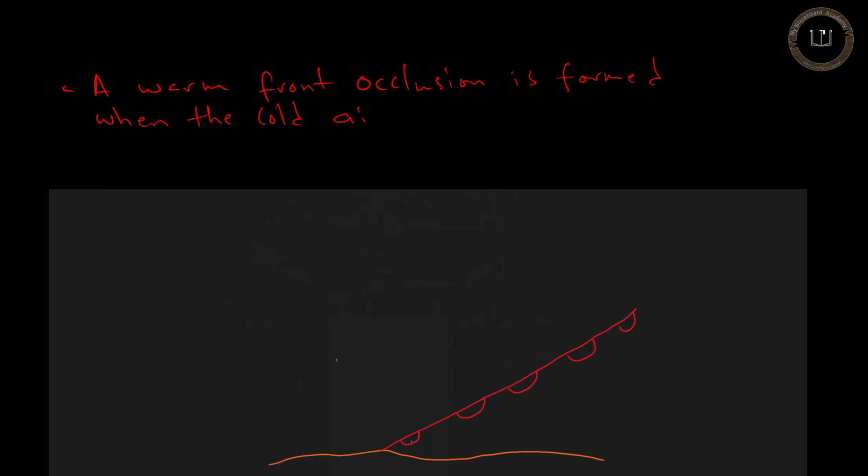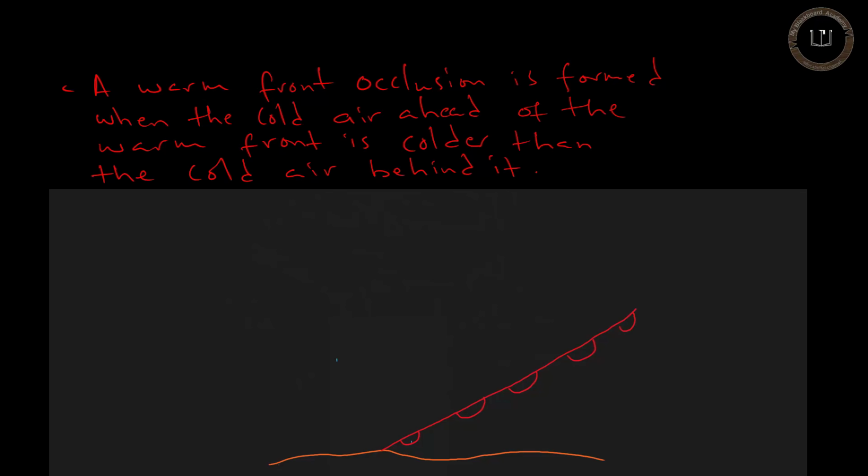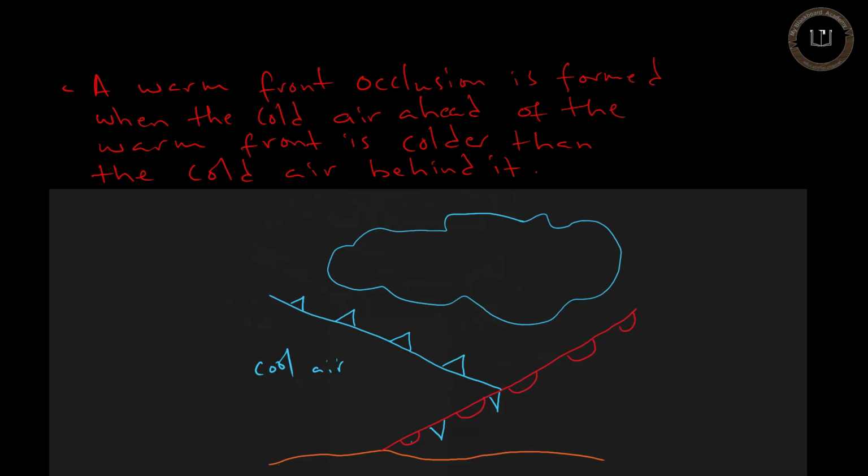A warm front occlusion is formed when the cold air ahead of the warm front is colder than the cold air behind it. So in the process of occlusion, the warm front touches the ground. The less cold air behind the cold front is lighter than the colder air ahead of the warm front, and so it rises above the colder air.